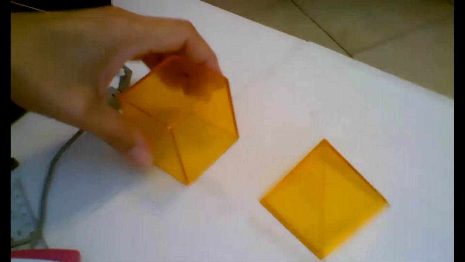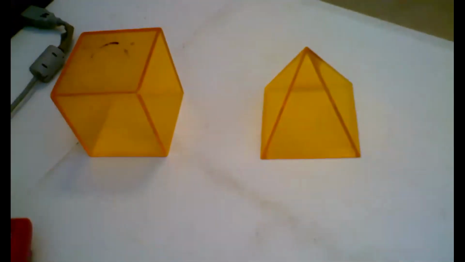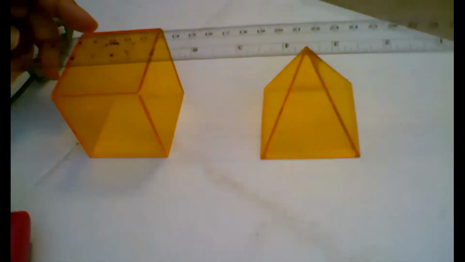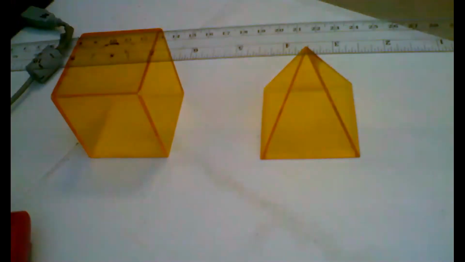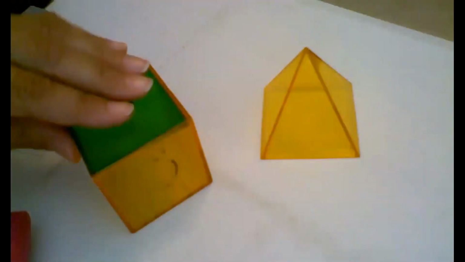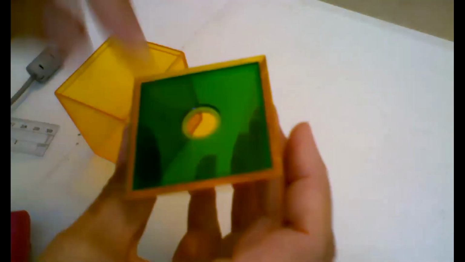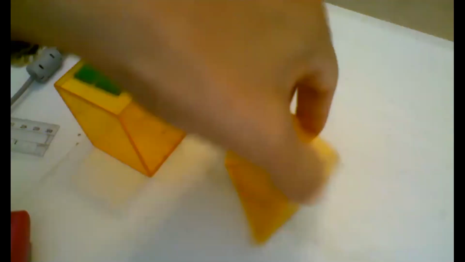Notice that this square prism, I'm trying to show you at an angle, so I apologize, but this square pyramid has the same height as the square prism. That is level, they have the same height, and the base is the same. Notice how this square base fits perfectly in there, and the same base fits perfectly in here. So the area of the base is the same and the height is the same.